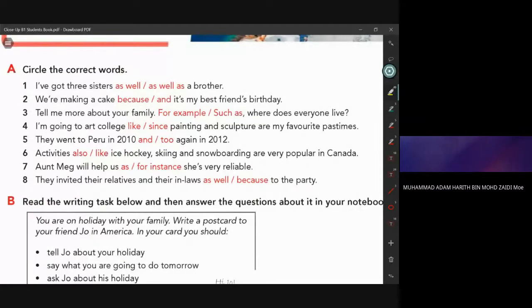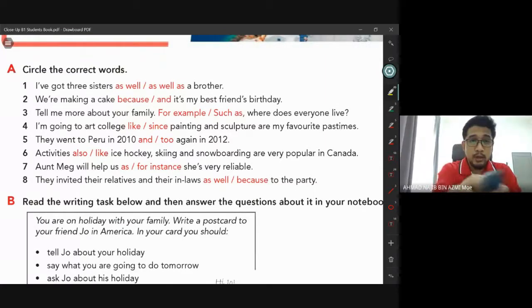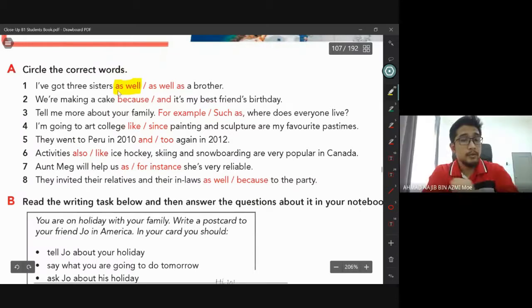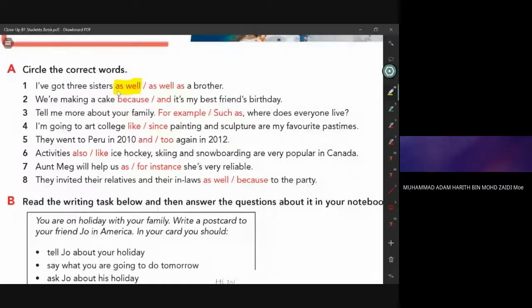Number one, I've got three sisters as well a brother. Number two, we're making a cake because it's my best friend's birthday. Number three, tell me more about your family. For example, where does everyone live?